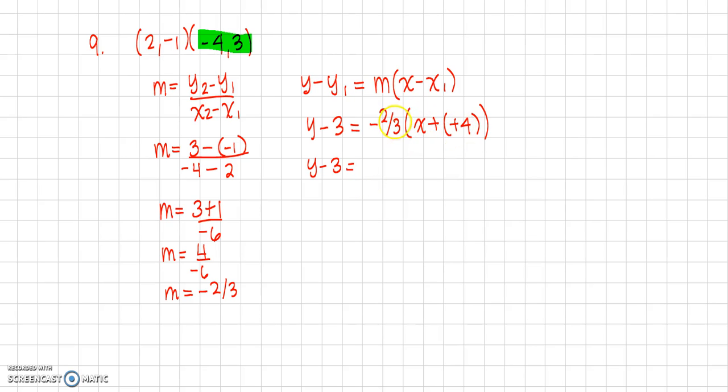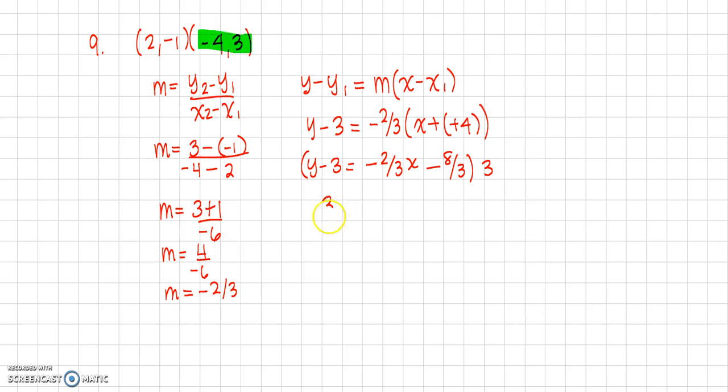That changes to plus. So negative 2/3 times x is negative 2/3 x. Negative 2/3 times 4 is negative 8/3. Now, I know that looks awfully ugly to you guys, but I can get rid of those 3's in the denominator if I go ahead and multiply the entire equation by 3.